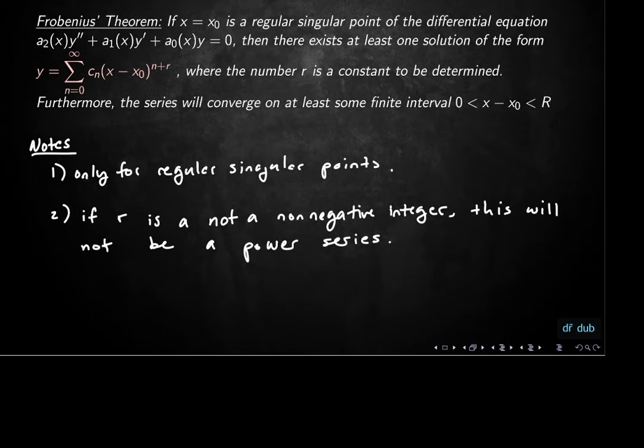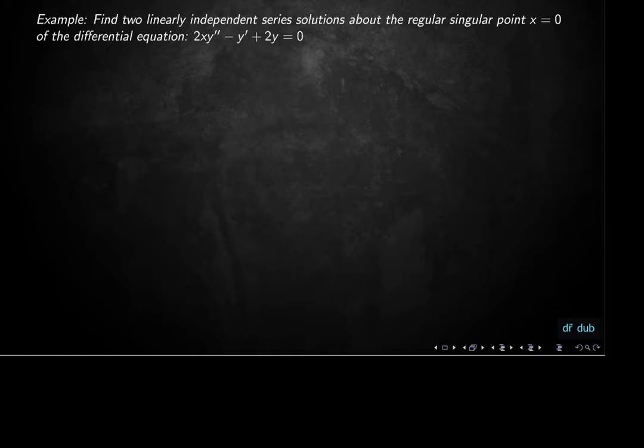So what we're going to do today is look at an example of this solution type using the method of Frobenius, and then we'll look at special cases of the method of Frobenius after we do this example, and then we'll move on to Bessel and Legendre equations. Let's look at the example. It says find two linearly independent series solutions about the regular singular point x equals 0 of the differential equation 2x y'' minus y' plus 2y equals 0. So that's going to be our example. Solution.